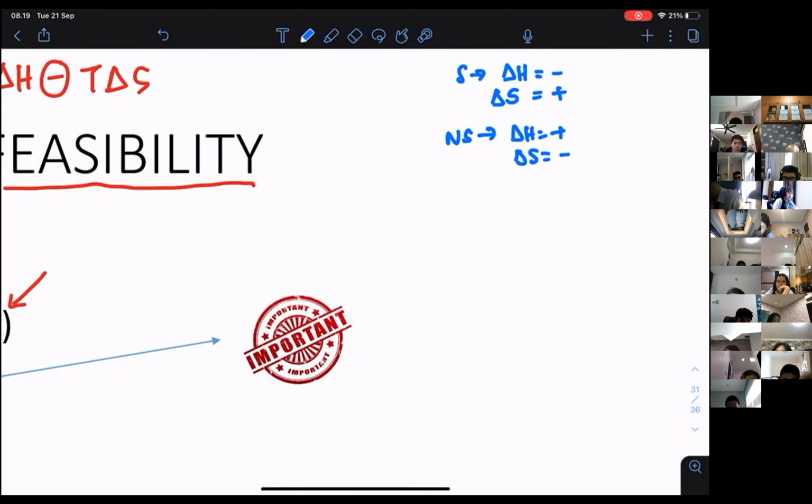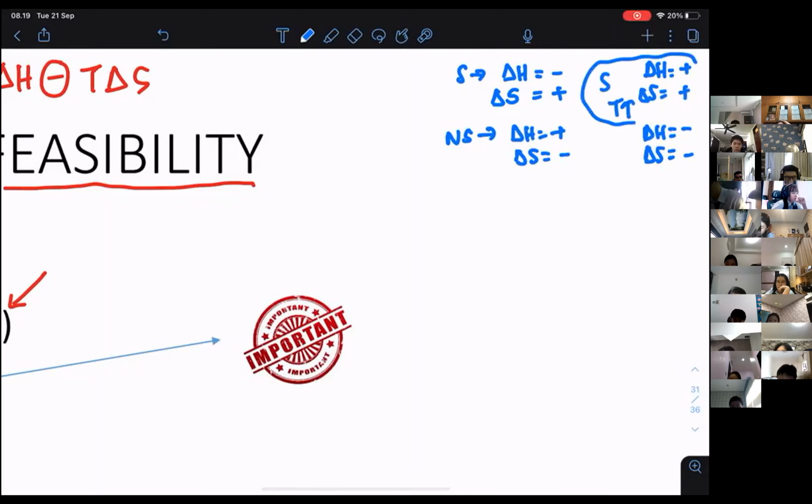And then remember, for the same signs it is difficult to determine. So let's say delta H and delta S are both positive, or both negative. Now this is much easier. Positive, positive, it's only spontaneous when the temperature is high. Think positive. I hope you remember this.